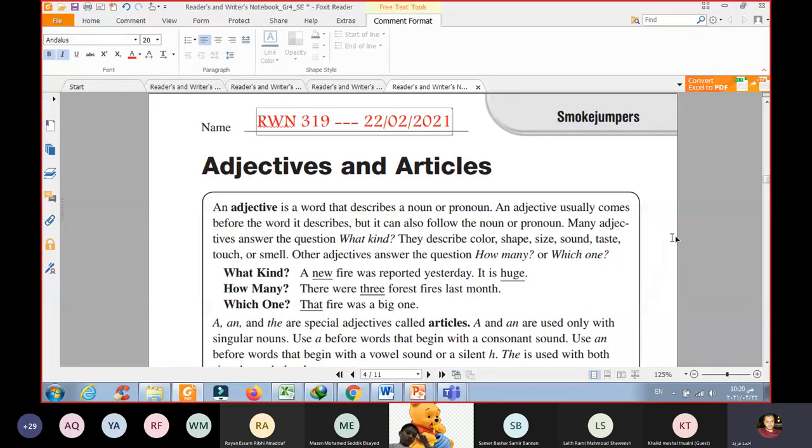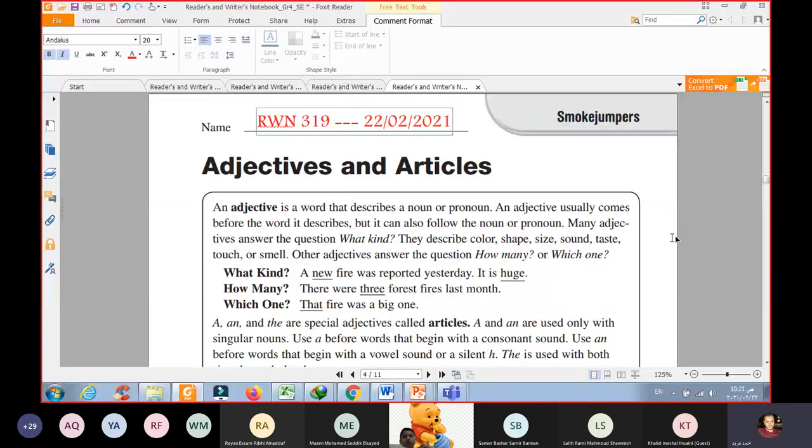For those who are asking me about the page, this is page 319, the conventions. Sorry, it was written by mistake 320, but it's 319. It's about adjectives and articles.